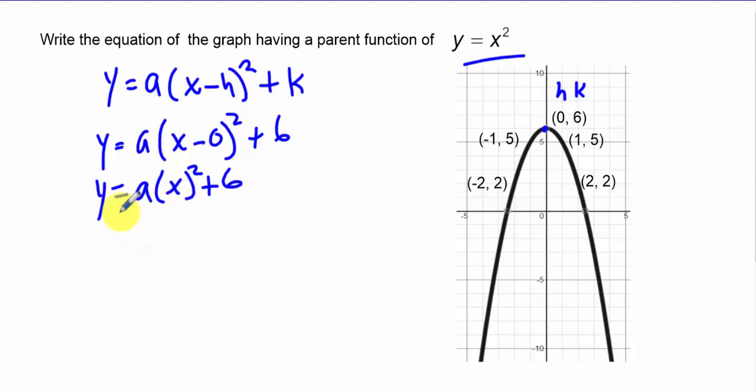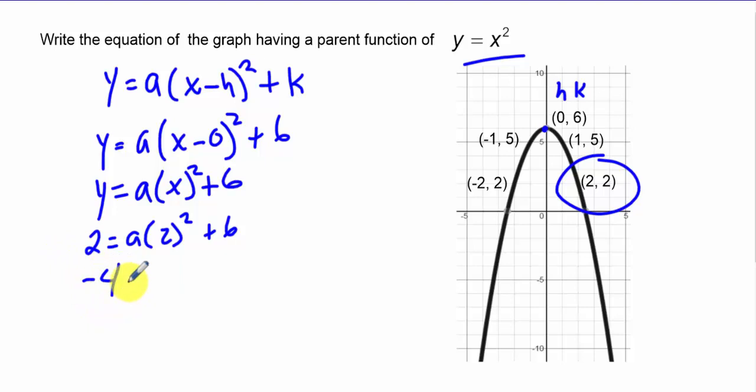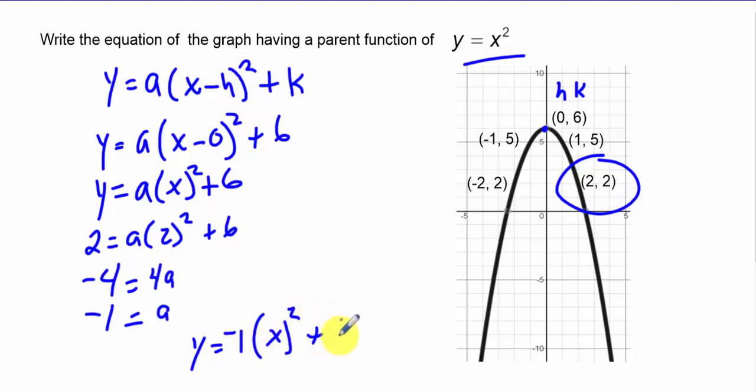But the only way to do that is if I know an x and a y. Well, I got plenty of them to pick from over here. Let's just use (2, 2). Put a 2 for the y, a here, 2 for the x, square it, add 6 to it. I'm going to bring the 6 over, giving me a negative 4. This value right here is a 4a, so a equals negative 1. Therefore, the equation is y equals negative 1 times x squared plus 6. And I'm done.